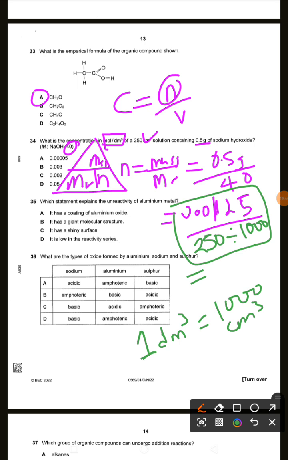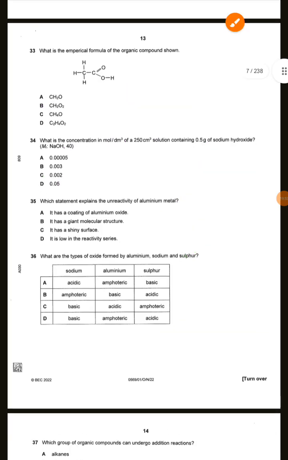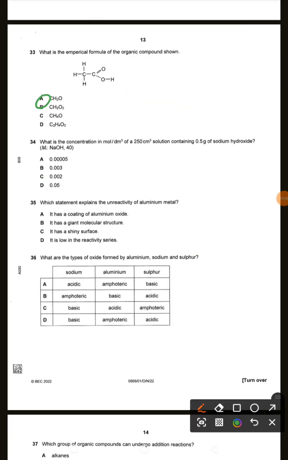Okay, so what do we get? 0.05. So our answer is going to be D.